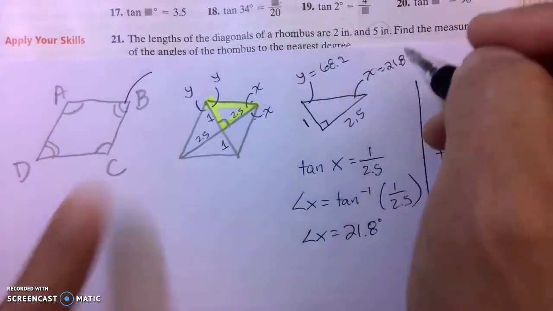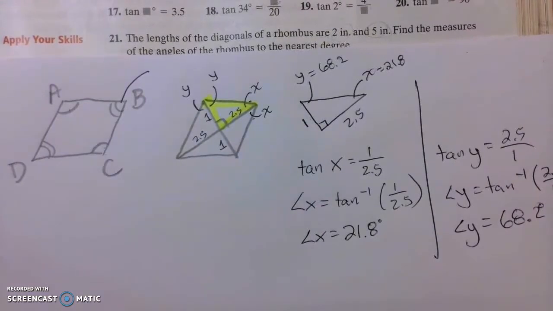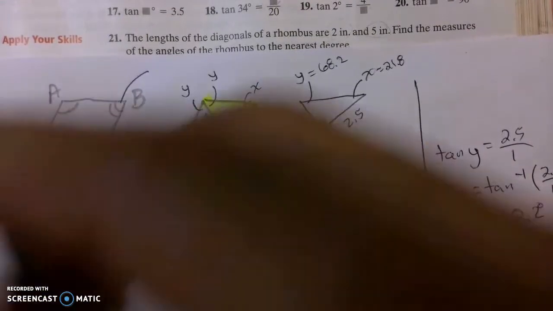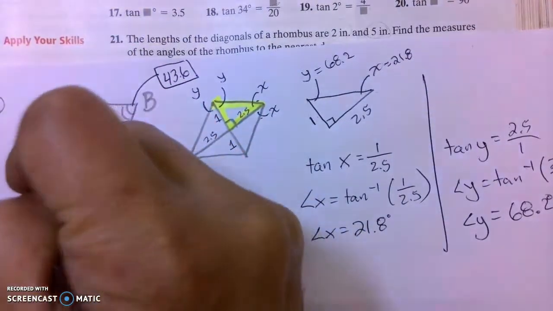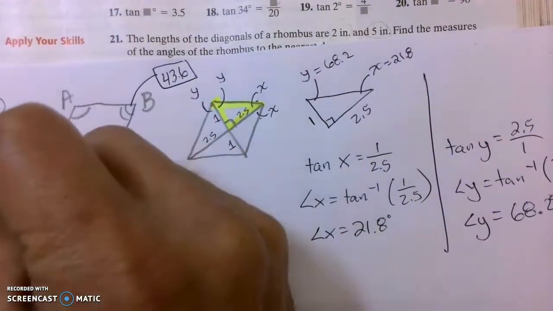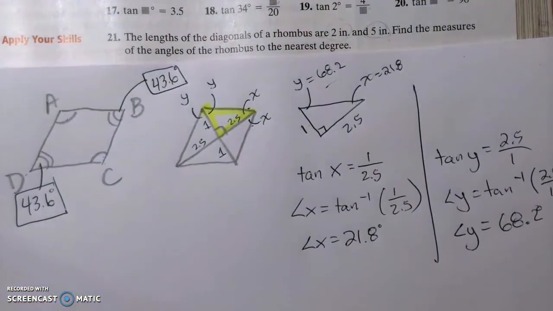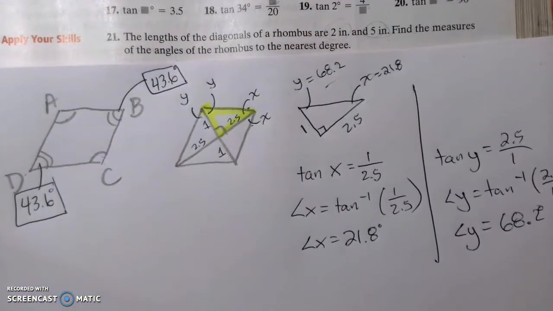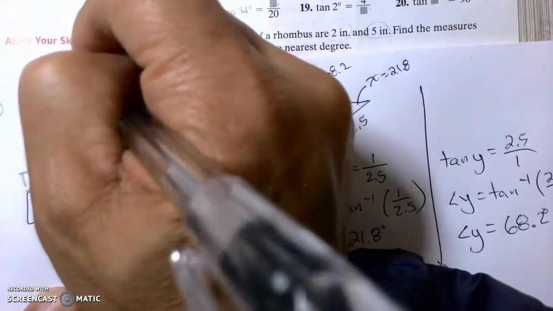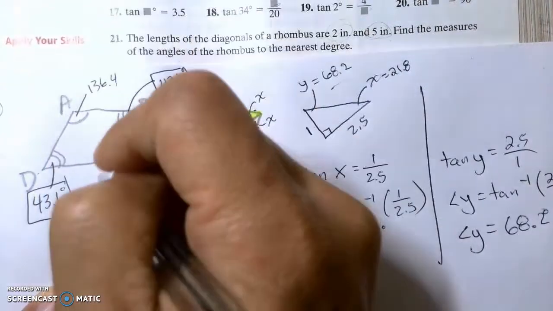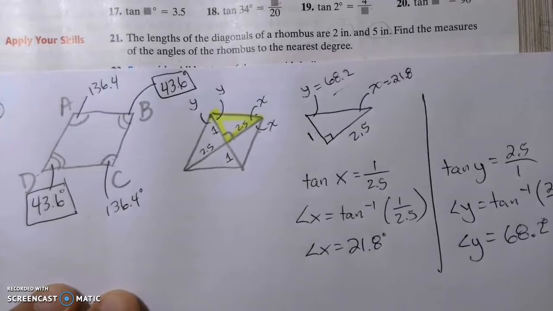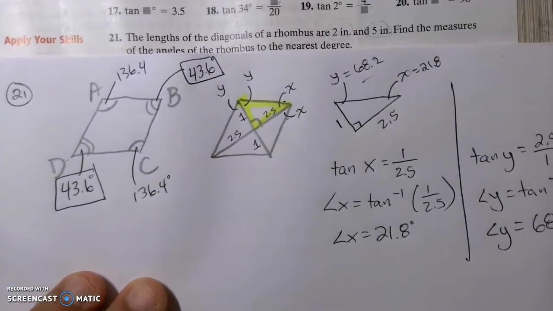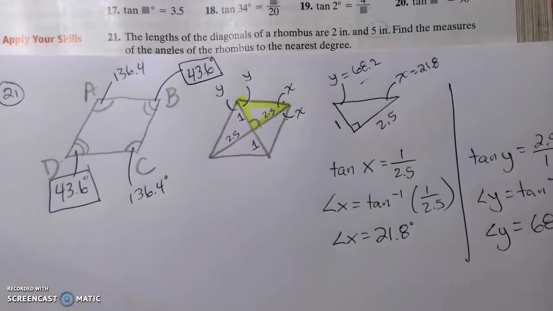Now when we cut back to this picture, there's a 21.8 and a 21.8, so together this thing is 21.8 times 2 is 43.6 degrees here at this corner. Of course, this would be 43.6 degrees. And then angle y here is 68.2, so multiply that by 2. Each one of these guys is 136.4 degrees. This is number 21 with the rhombus.